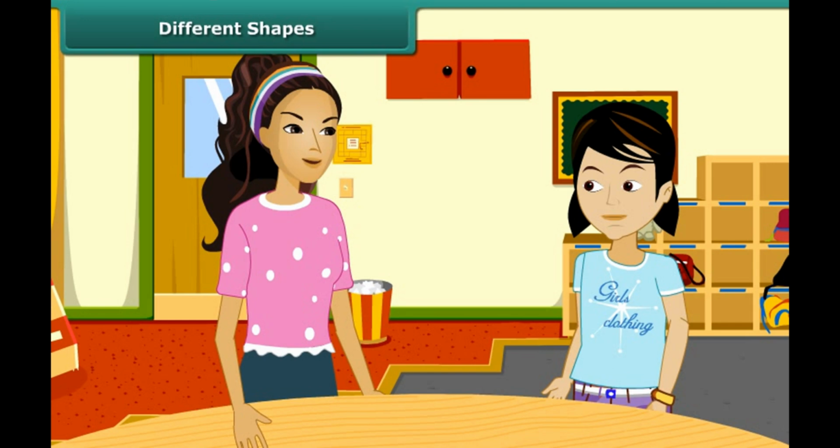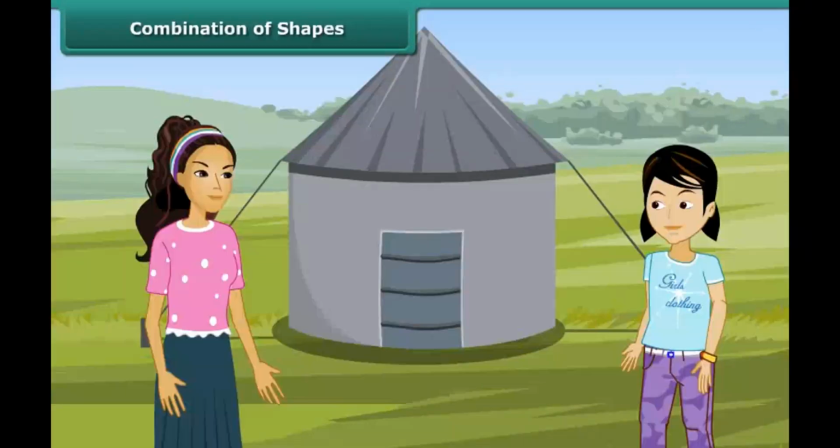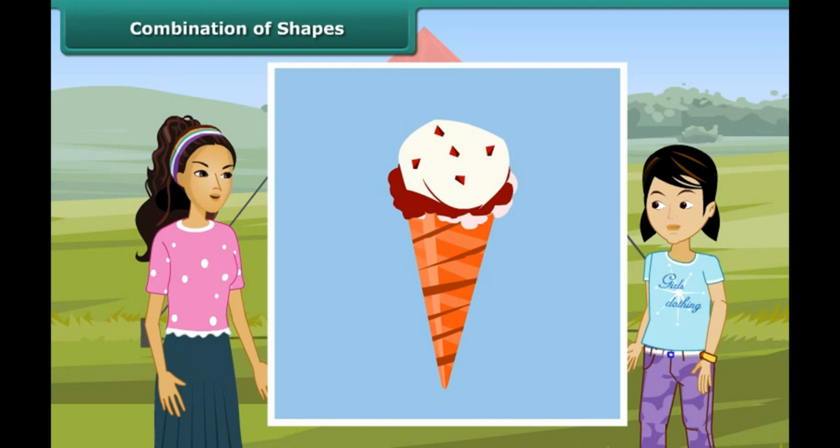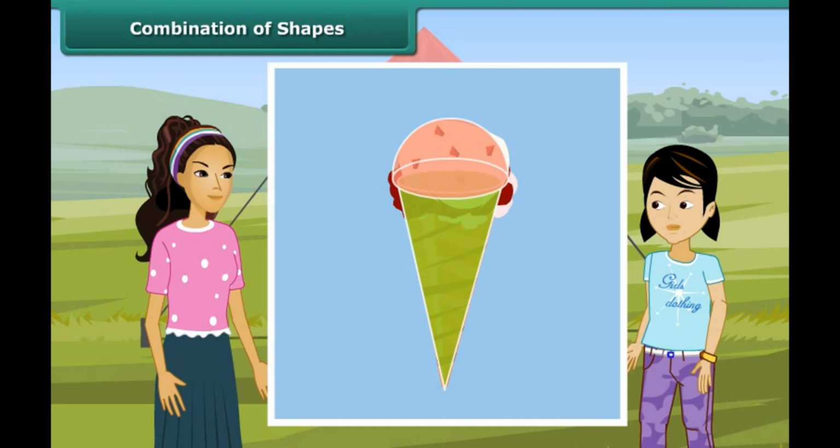Wow, Rita, you are learning so fast. Tell me more about these shapes. Come, Rita, look at this tent. This is made up of two shapes. Can you tell the name of the shapes? Yes, I can see the shapes. One is a cone and another is a cylinder. Correct. Similarly, we have an ice cream. We can see that the ice cream is a cone surmounted by a hemisphere.